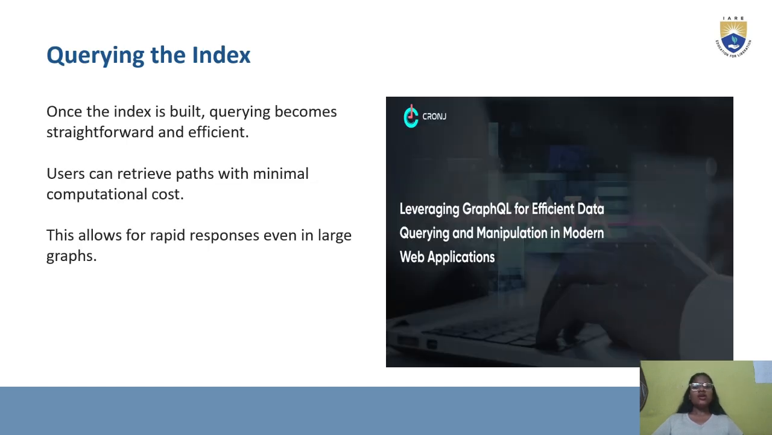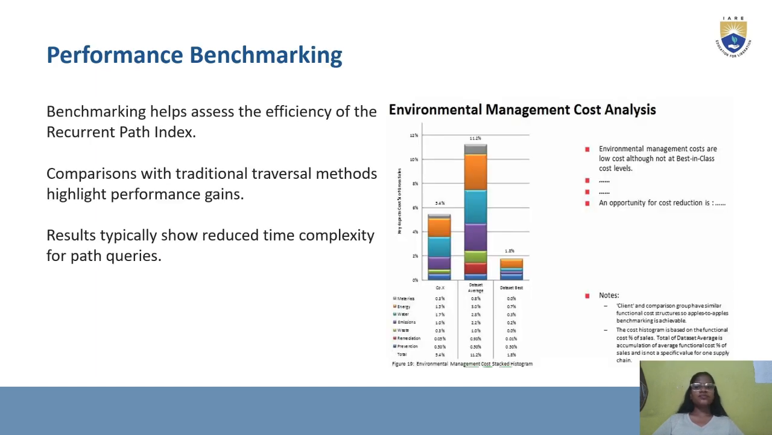Querying the index. Once the index is built, querying becomes straightforward and efficient. Users can retrieve paths with a minimal computational cost. This allows for rapid responses even in large graphs. Leveraging GraphQL for efficient data querying and manipulation in modern web applications, said by Cron J.